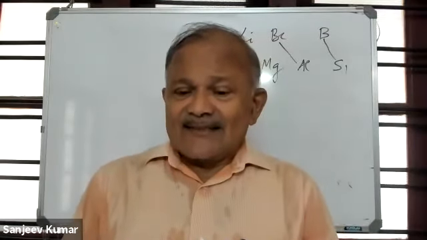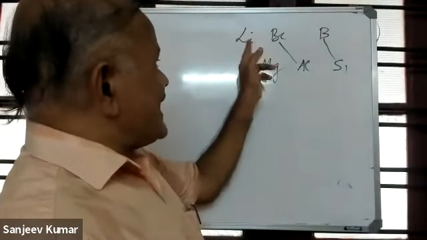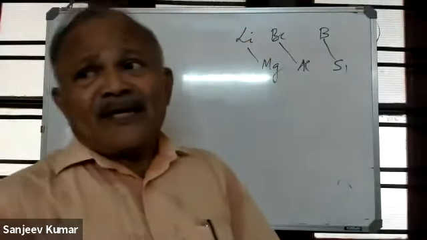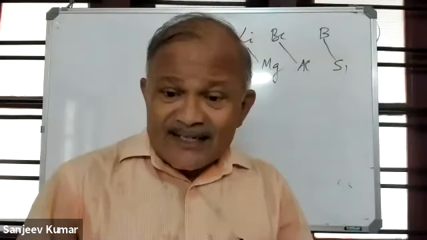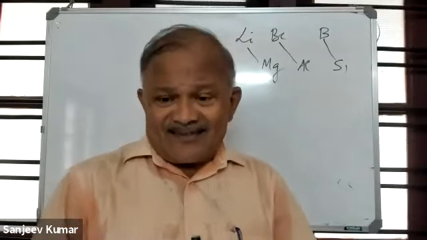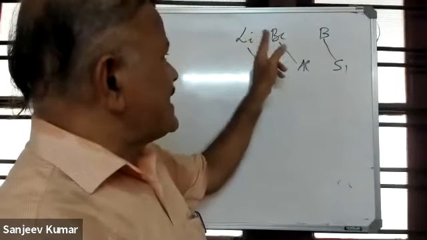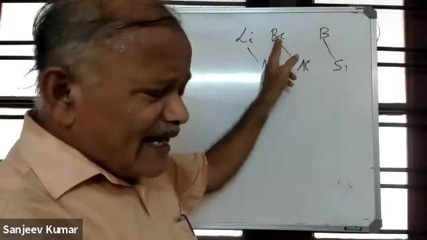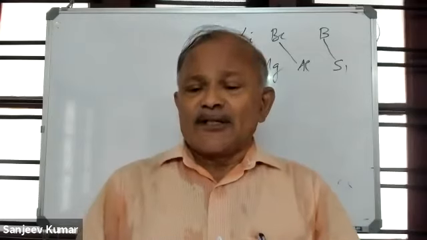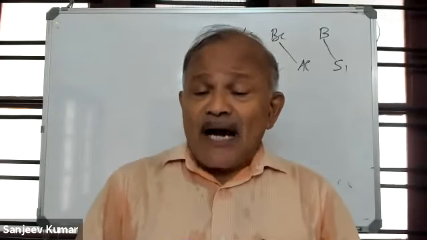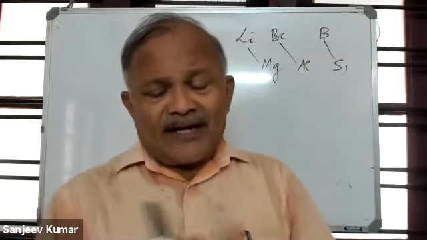Another is their ionization enthalpy. Across the period, the ionization enthalpy increases. Down in a group, it decreases. That means the ionization enthalpy of lithium is less than that of beryllium, and that of magnesium is also less than that of beryllium. Therefore, they have almost the same ionization enthalpy or ionization potential.